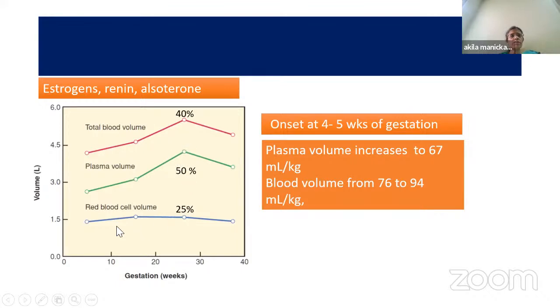It follows a mediocre pattern where the ultimate increase is only 25%. This is the reason why a person who is having 12.5 or 13 grams per deciliter of Hb to start with will have some amount of decrease in hemoglobin during the first and second trimester, which is often referred to as physiological anemia of pregnancy.